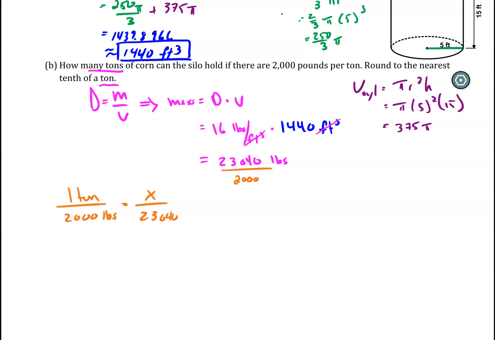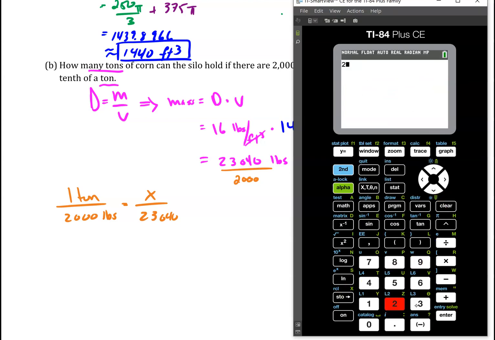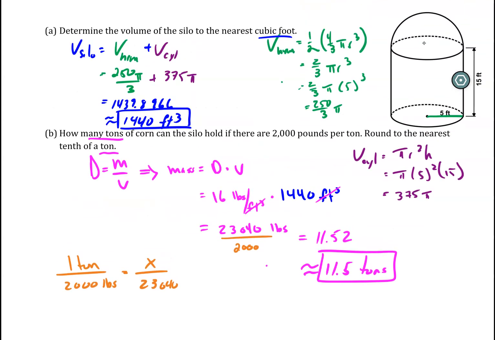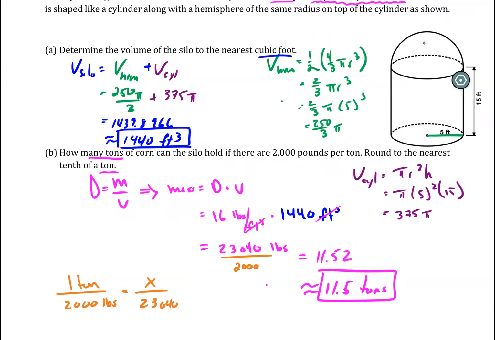But here, if I just divide that out, let's see what happens. 23,040, we're going to divide that by 2,000. And we get 11.52. So that means it's 11.52 tons. They want nearest tenth, actually, so it's approximately 11.5 tons. And there's my answer. So again, a lot more involved in this example, but that's exactly what they're going to kind of develop to.